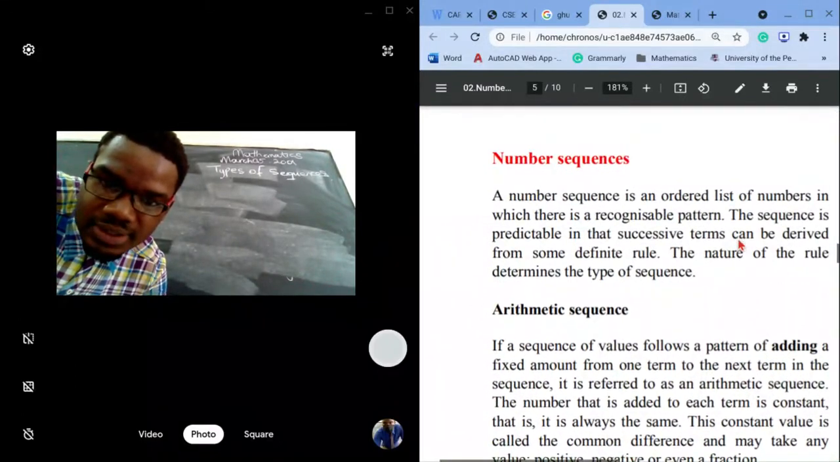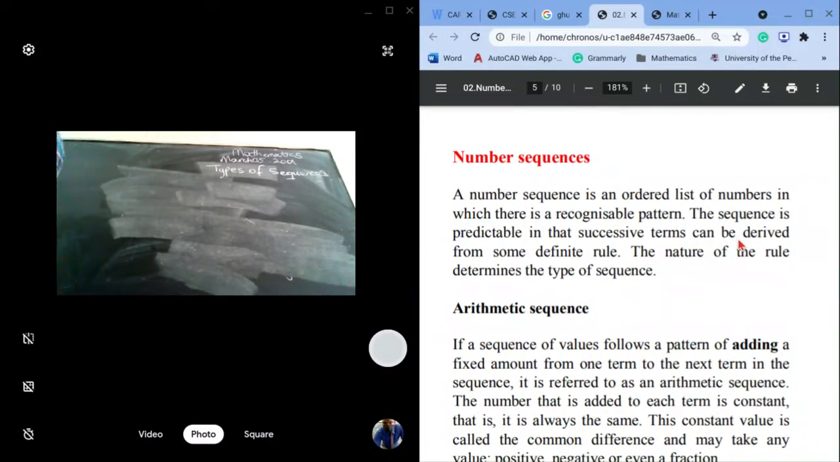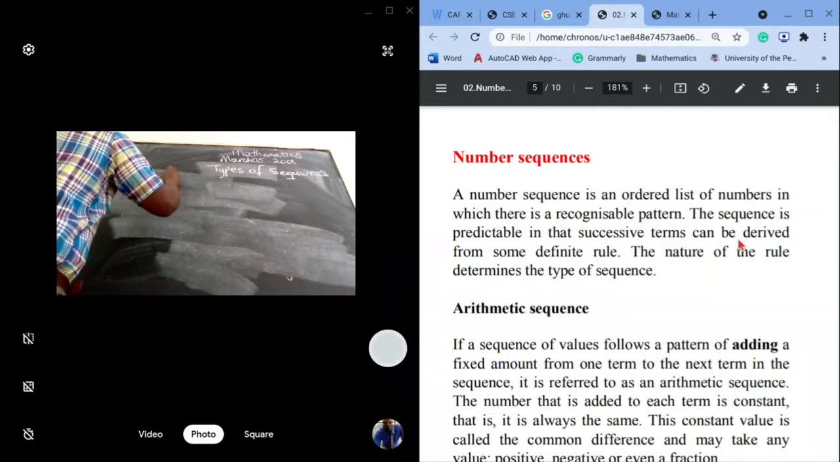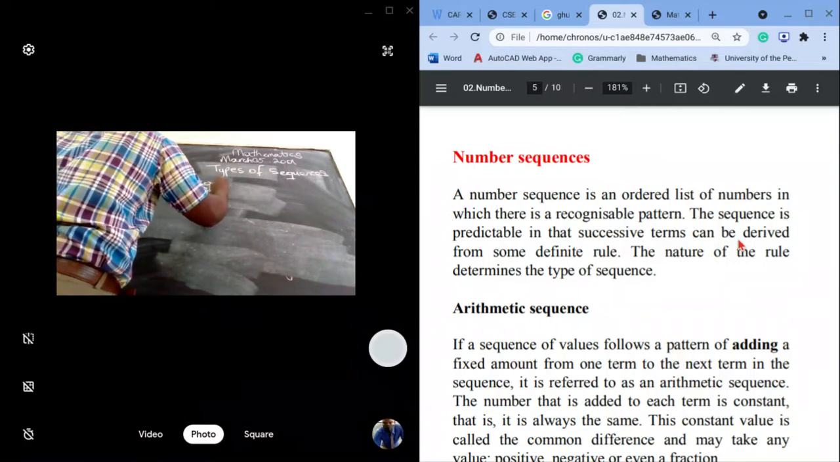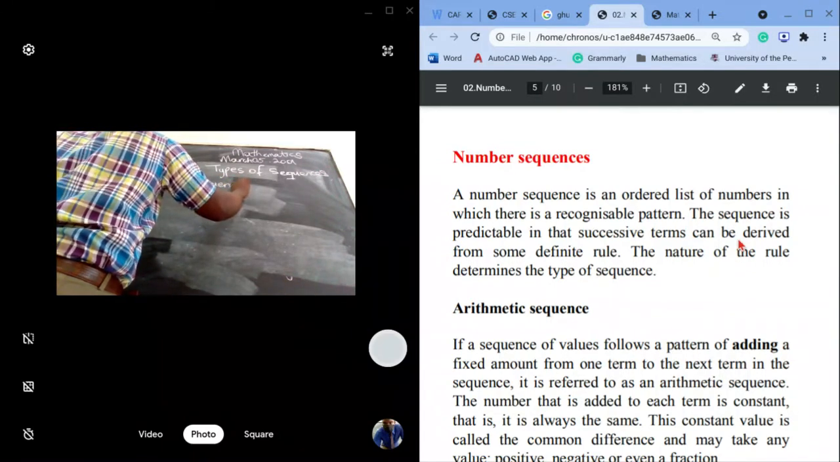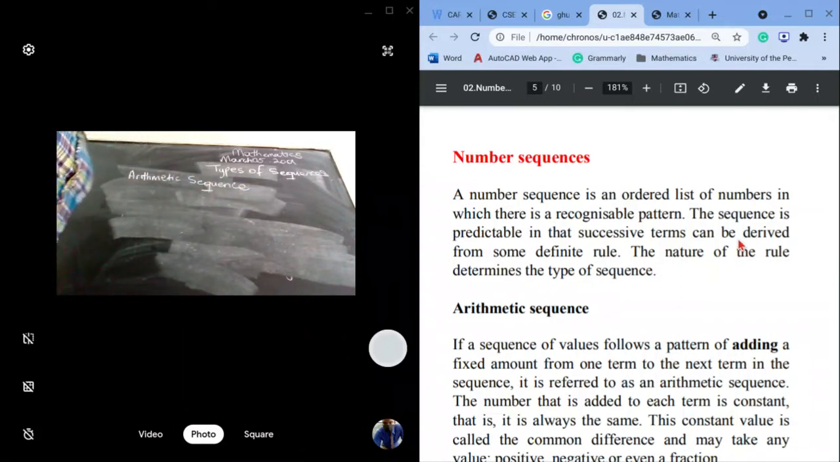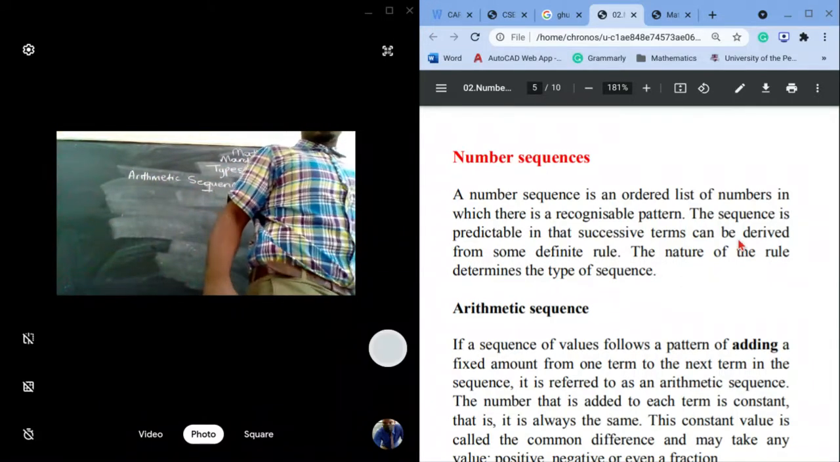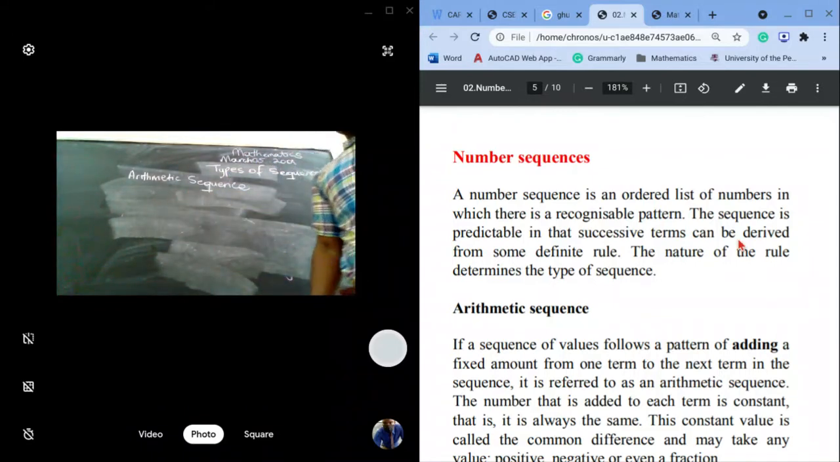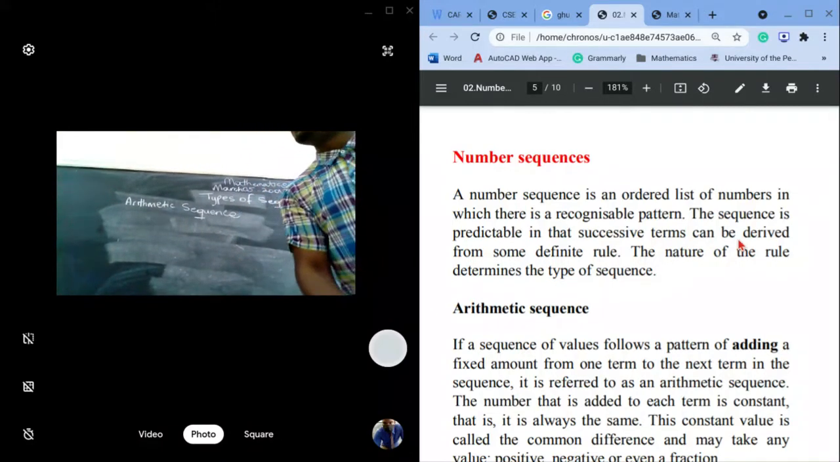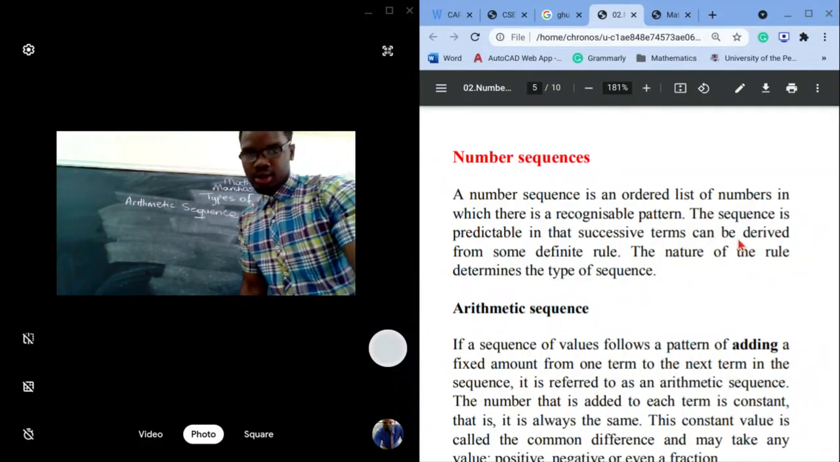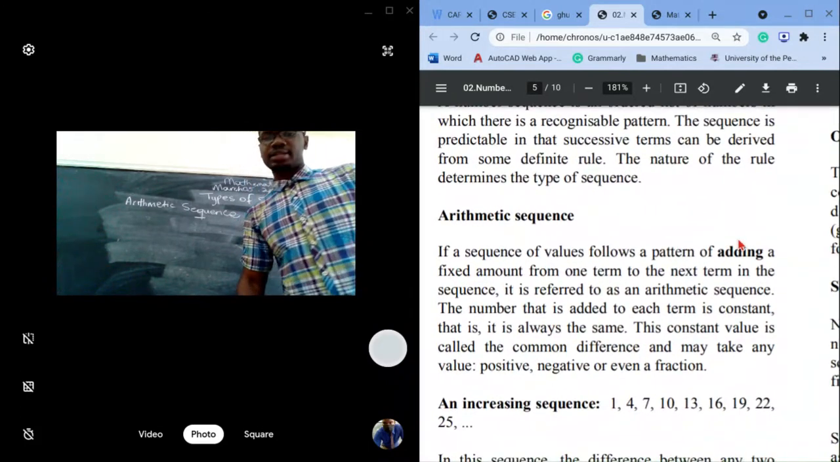So the first type of sequence that we're going to learn is arithmetic sequence. As the term suggests, it has to do with operations, arithmetic. Now let's read it quickly. In this type of sequence, it follows a pattern of adding a fixed amount from one term to the next term.